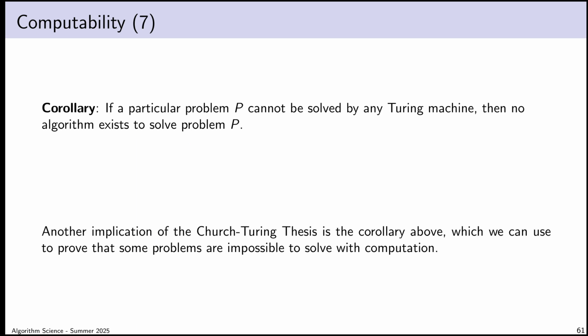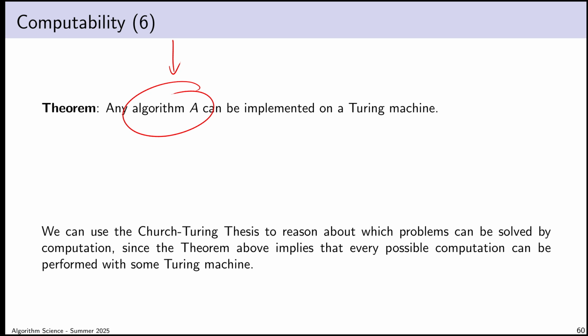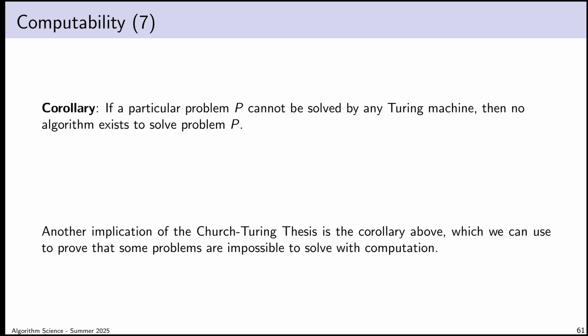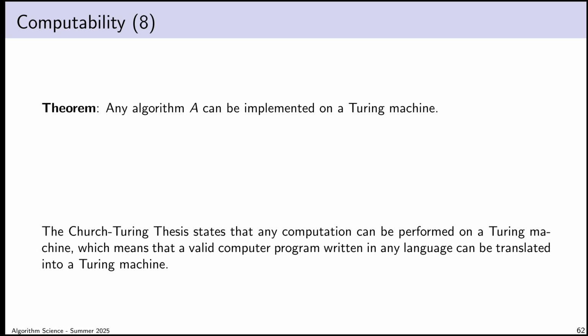So, for example, think of this corollary. This is based on what I just said. If a particular problem P cannot be solved by any Turing machine, well, then no algorithm exists to solve it. Because if an algorithm existed to solve it, by the Church-Turing thesis, I should be able to implement that algorithm on a Turing machine. So this allows us, finally, some way of assessing the limitations of computation.